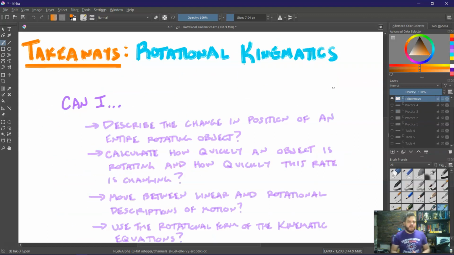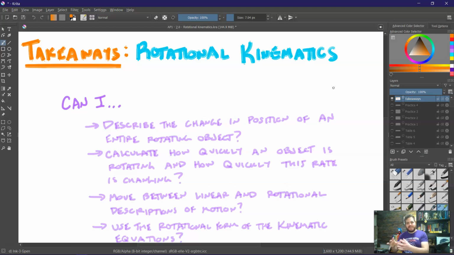So what are our key takeaways for this first lesson on rotational motion, focusing on rotational kinematics? One, can we describe the change in position of an entire rotating object using this concept of angle, or delta theta, rather than focusing on the distance specific points go through? Two, can we calculate how quickly an object is rotating and how quickly this rotation rate is changing? So basically calculating the angular velocity, or omega, and the angular acceleration, or alpha.